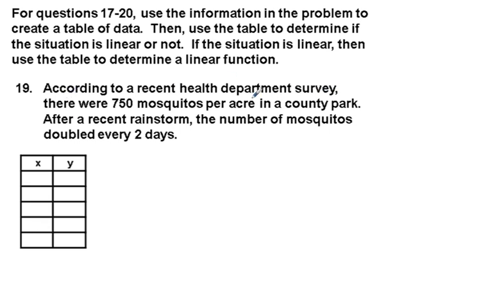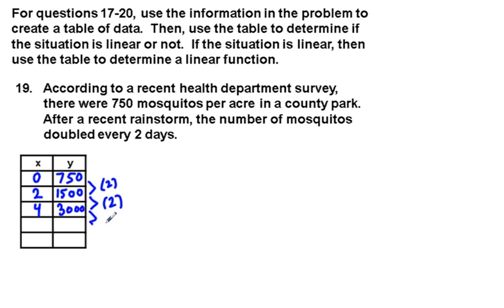Next, 19. According to a recent health department survey, there were 750 mosquitoes per acre in a county park. After a recent rainstorm, the number of mosquitoes doubled every 2 days. So at time 0, we say we have 750 mosquitoes. And 2 days later, we have doubled that 750, times 2, is going to be 1,500. And then 2 days later, we're going to double again that 1,500 mosquitoes to get 3,000 mosquitoes.